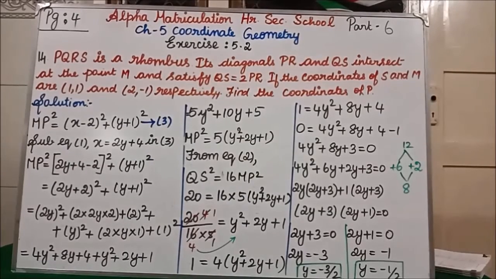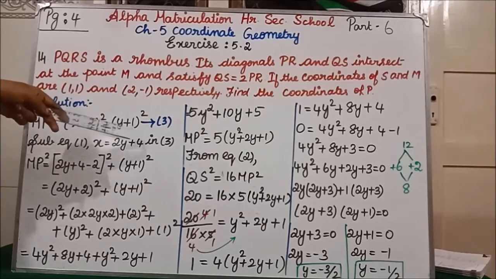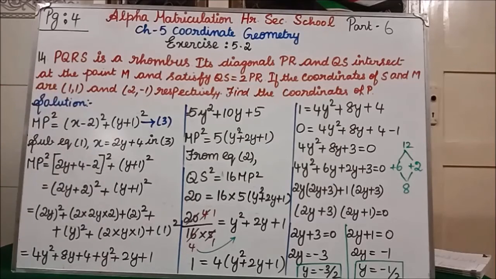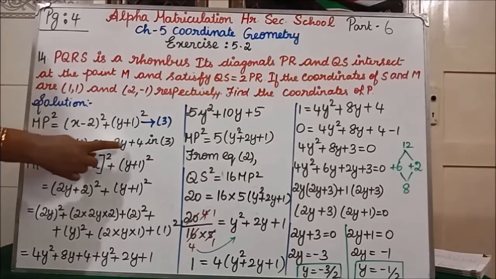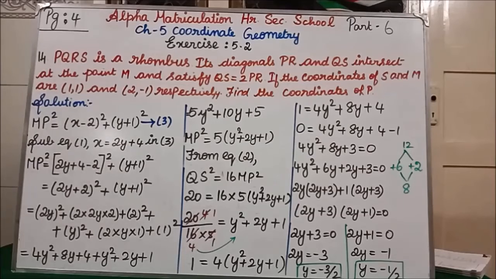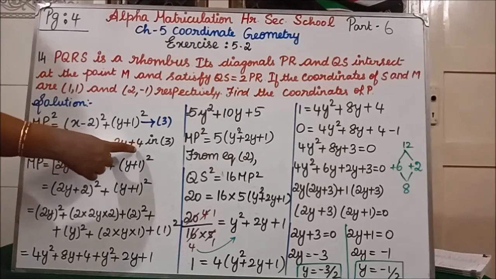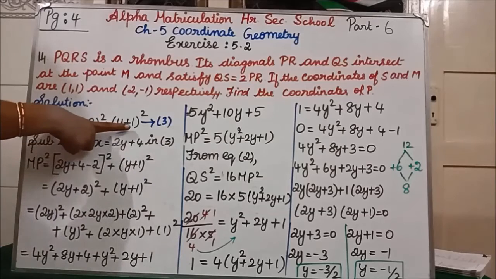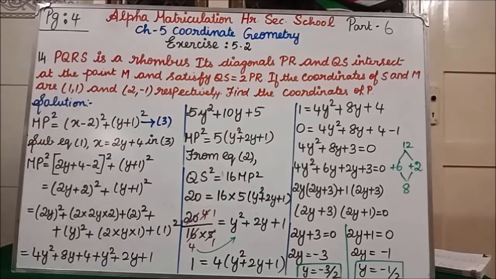In the 14th question, we are now on page number 4. If you see the last line on page number 3, what I have written: MP square equal to (x minus 2) the whole square plus (y plus 1) the whole square. That equation we are going to take as equation 3. I told you we know the x value in equation 1, so we are going to substitute equation 1. Equation 1 is x equal to 2y plus 4, which we have written there. So x equal to 2y plus 4 we are going to substitute in equation 3. This is the equation 3.